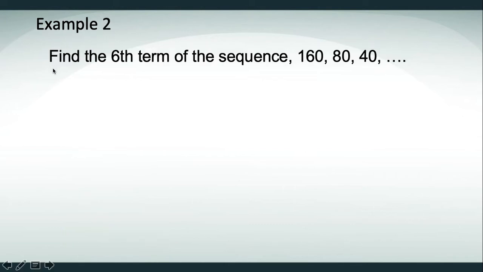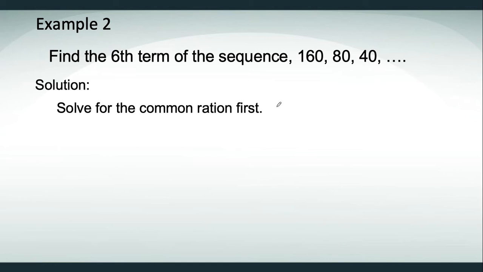For example number 2, find the 6th term of the sequence 160, 80, and 40. Again, let's start by solving the common ratio, 80 divided by 160. Let's rationalize the denominator, 80 over 160. Both values are divisible by 80, so 80 divided by 80 is 1, and 160 divided by 80 is 2. So our r, or our common ratio, is 1/2.